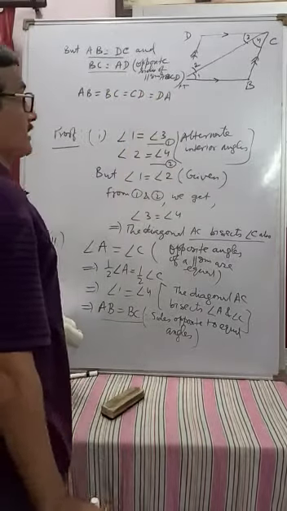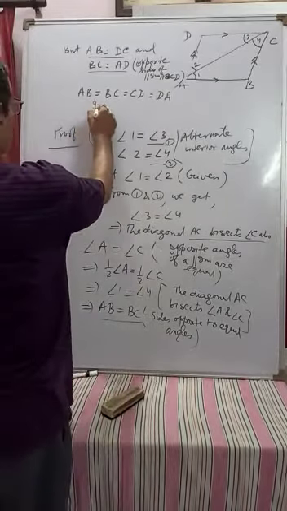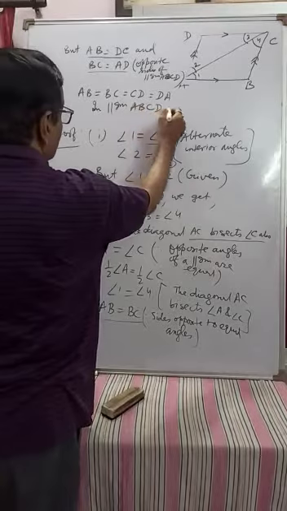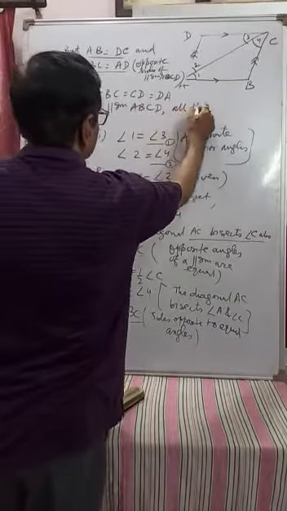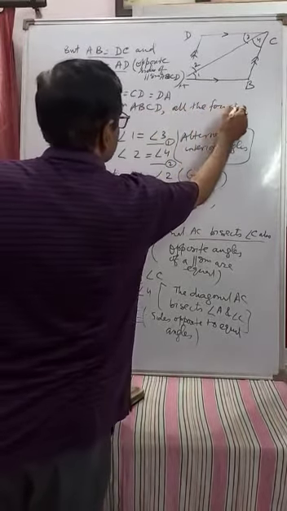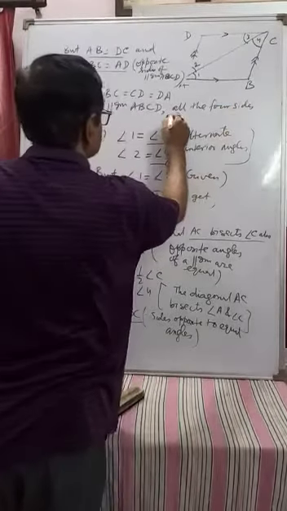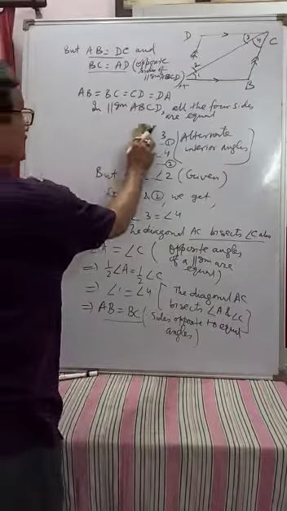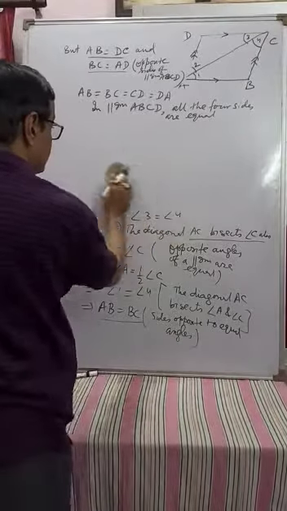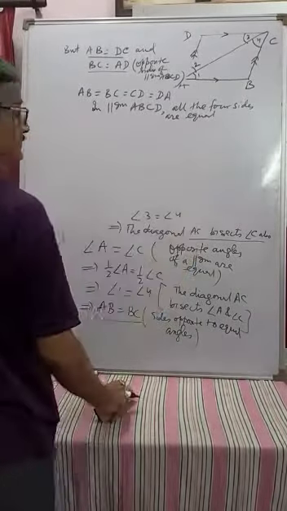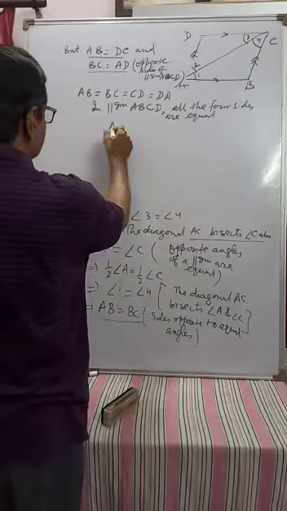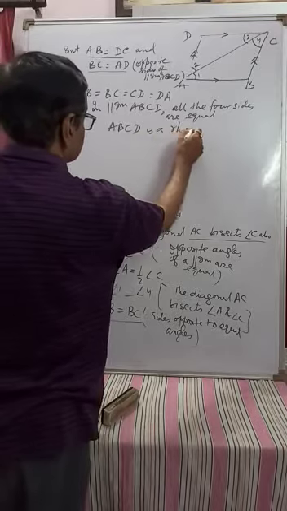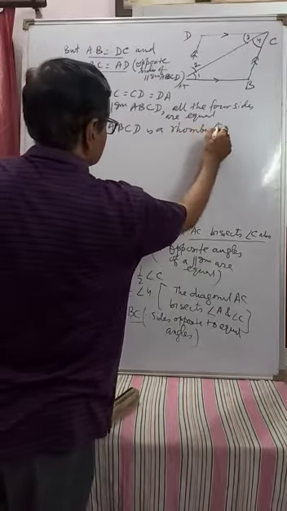Now in this parallelogram ABCD, all the four sides are equal. So if all the four sides of a parallelogram are equal, then we can say therefore ABCD is a rhombus, and it is proved.